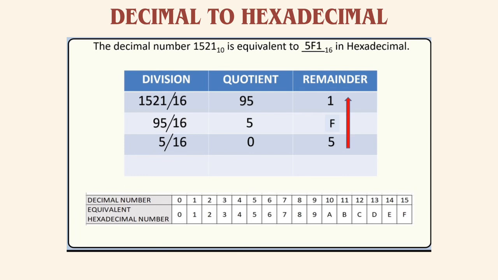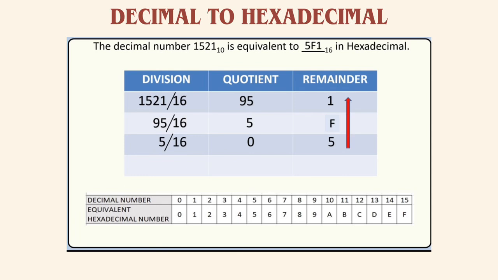And now let's start on how we convert the decimal number 1521 base 10 to a hexadecimal number. Again, base 10 is for decimal and hexadecimal is base 16. Let's start. 1521 divided by 16 is equal to 95. How to get the remainder? Just multiply 95 by 16, so 95 times 16 is equal to 1520, then subtract it from 1521. So 1521 minus 1520 is equal to 1. 1 is your remainder.